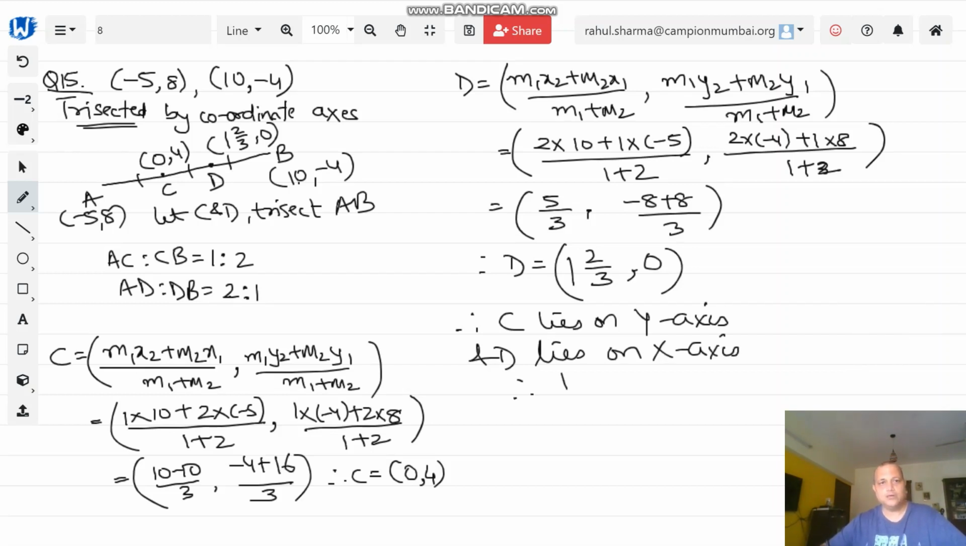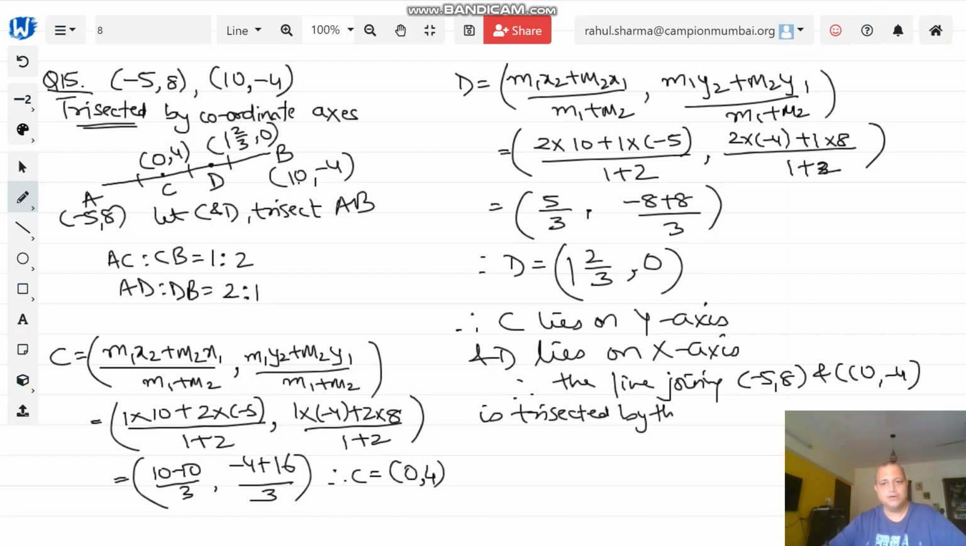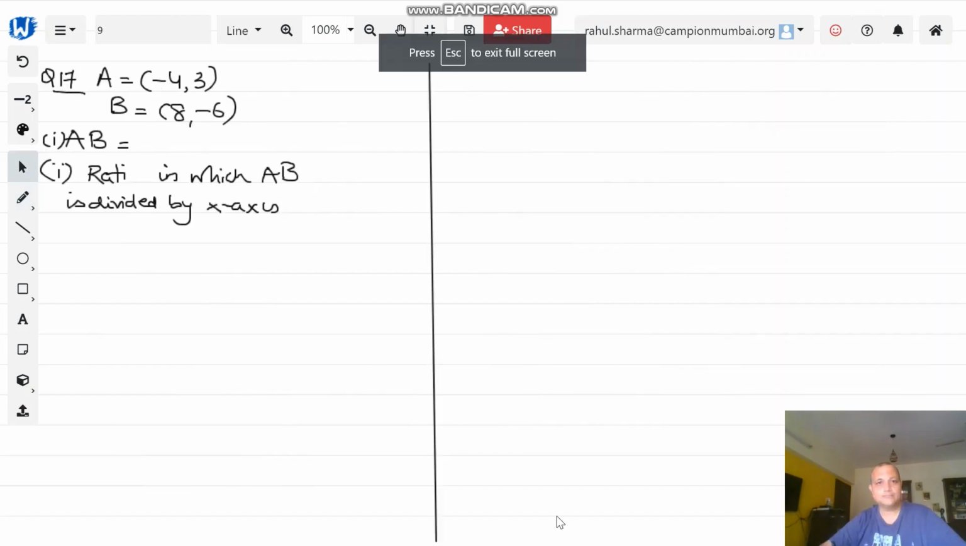Therefore, the line joining (-5, 8) and (10, -4) is trisected by the coordinate axis. Perfect. Next question, question number 17.